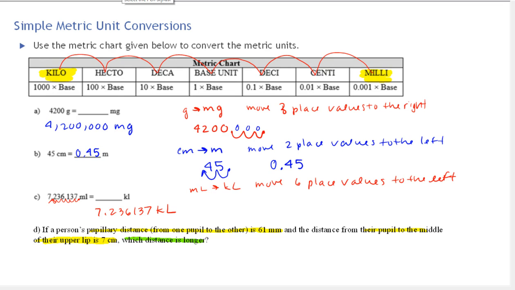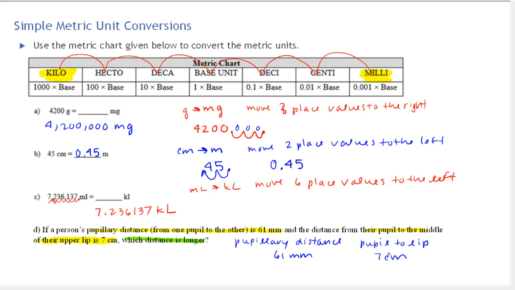So let's label this a little bit. Pupillary distance is 61 millimeters. And then we have pupil to upper lip. We'll abbreviate that a little bit. So pupil to lip is 7 centimeters. And we're asked which distance is longer. So we basically want to compare 61 millimeters to 7 centimeters.